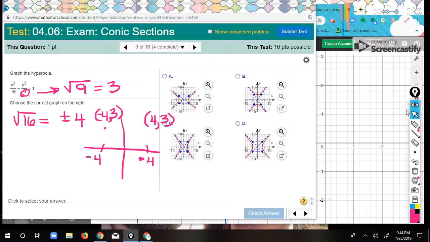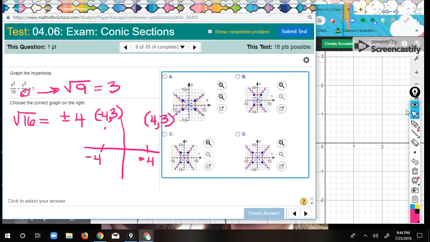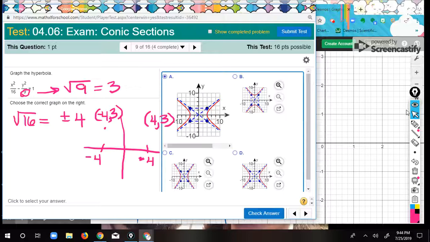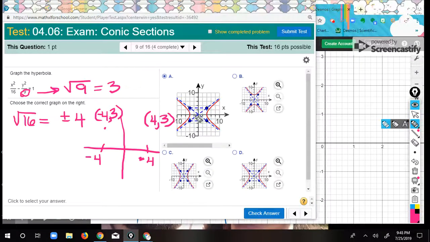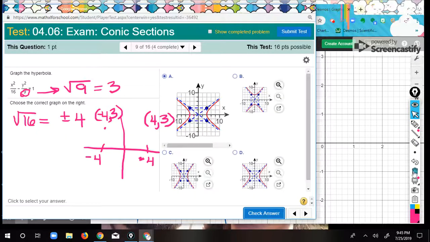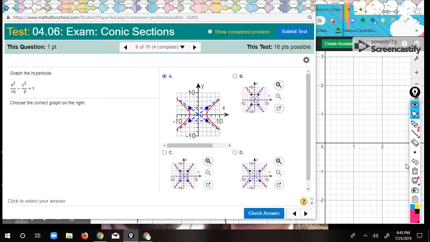B is going the wrong way, so we don't want that. Let's look at A. So we're looking for values at -4, 3. 2, 4, that's good. 3, hey, I think it's A. Because look, we go 2, 4, there's 4, and there would be 3, up 3. Let's check it. Yeah, we're right. Again, if this confuses you, just graph it in Desmos and find which one matches.